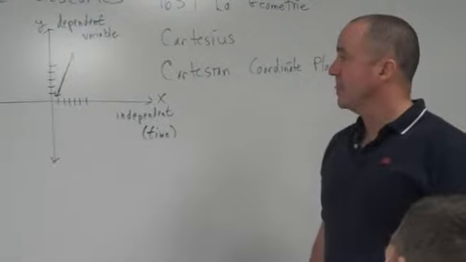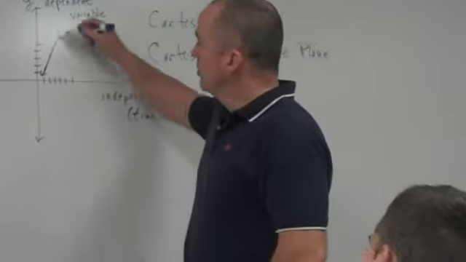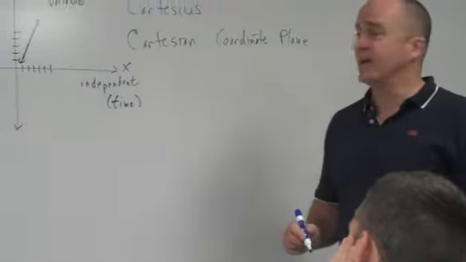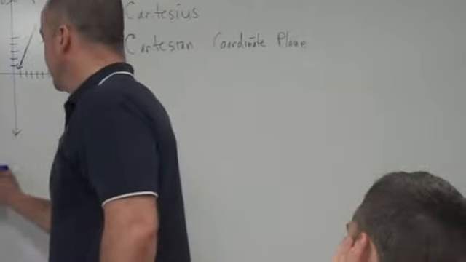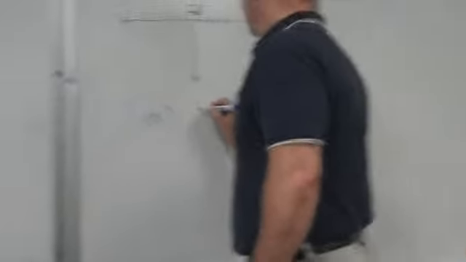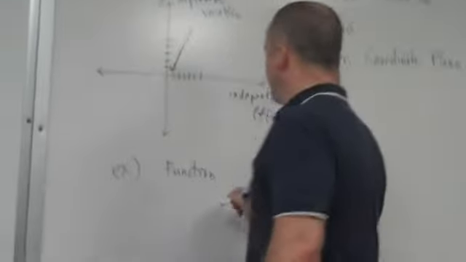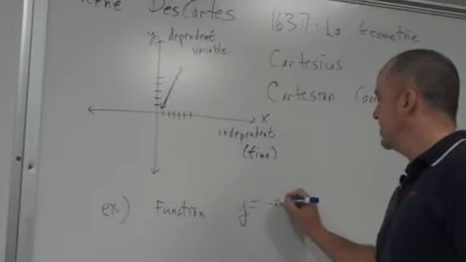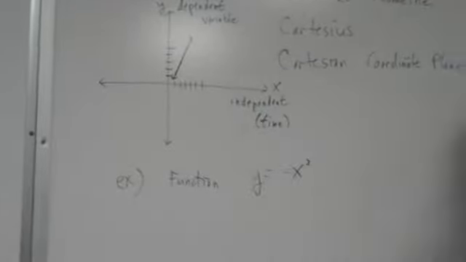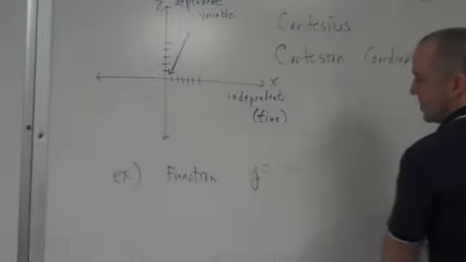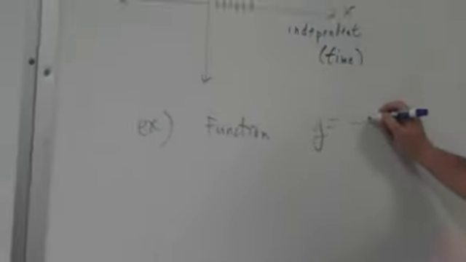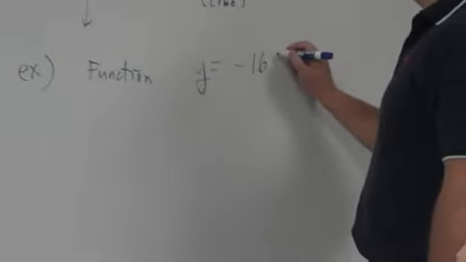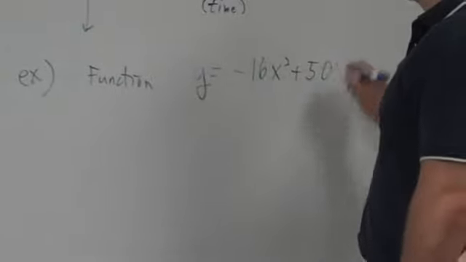A function, its definition is you only get one dependent variable for each independent variable. Okay? For example, of a function. We're going to get to this later in the year, but I'll give you a little preview. Y equals negative 16 x squared plus 50.